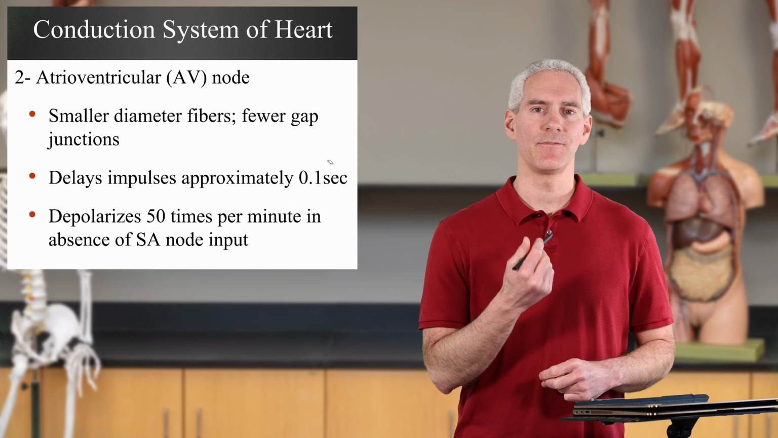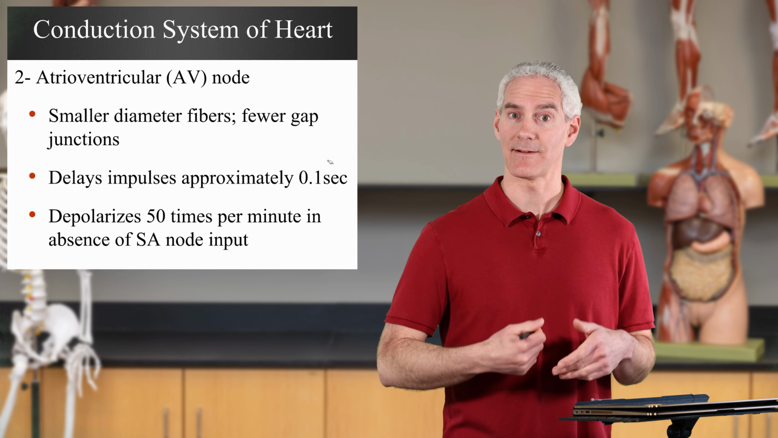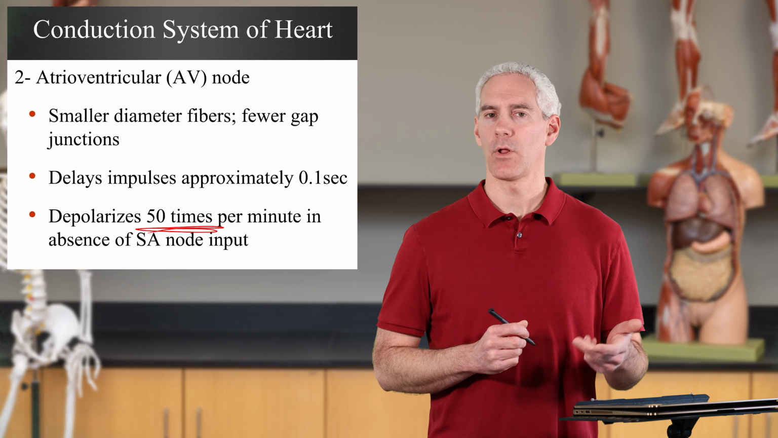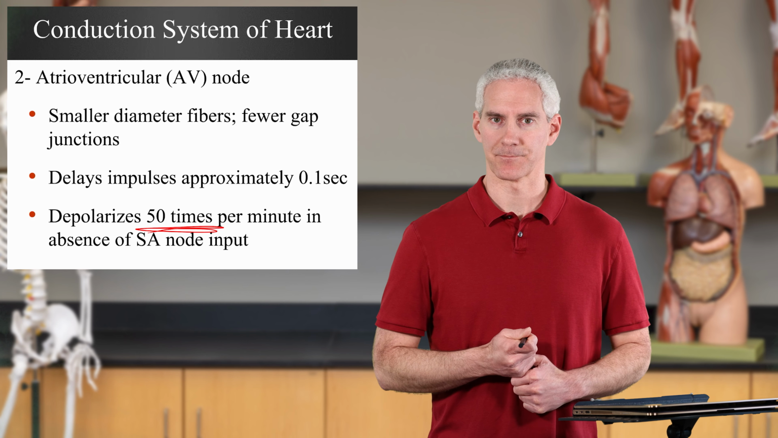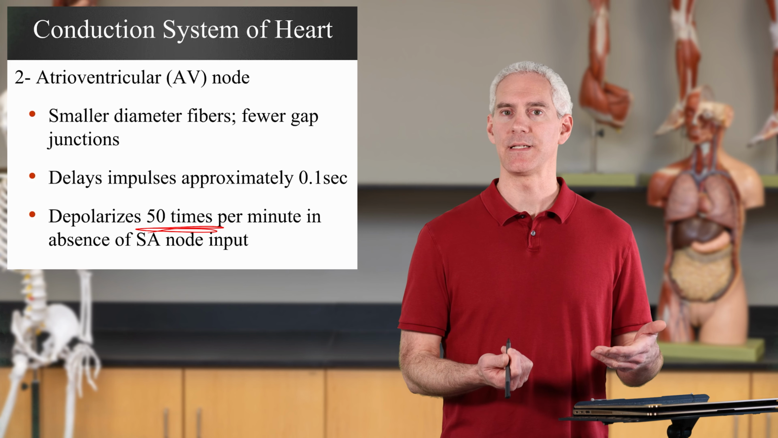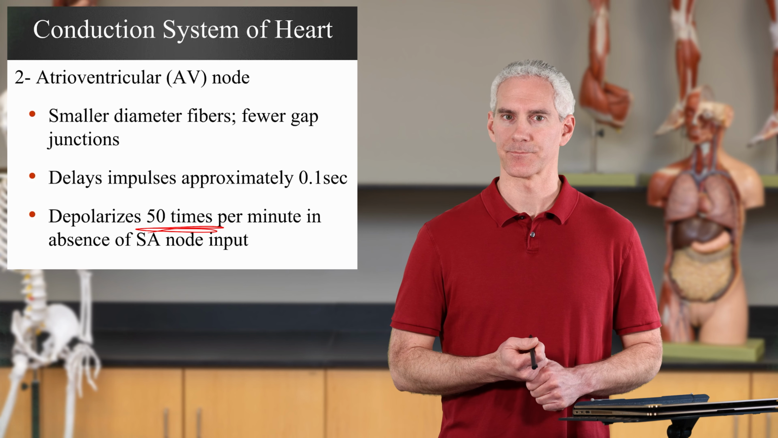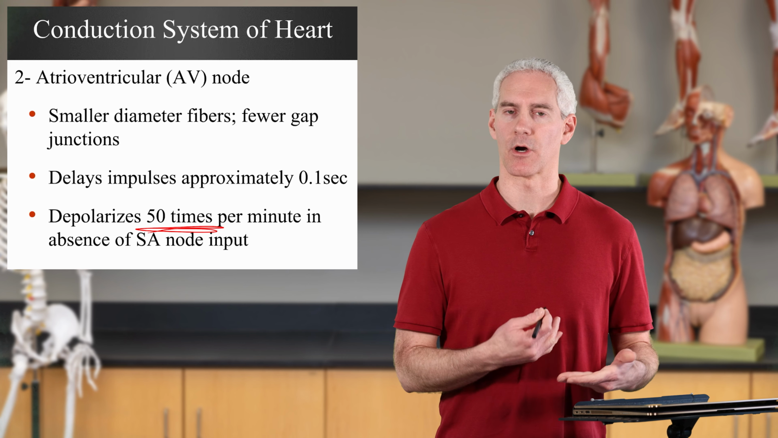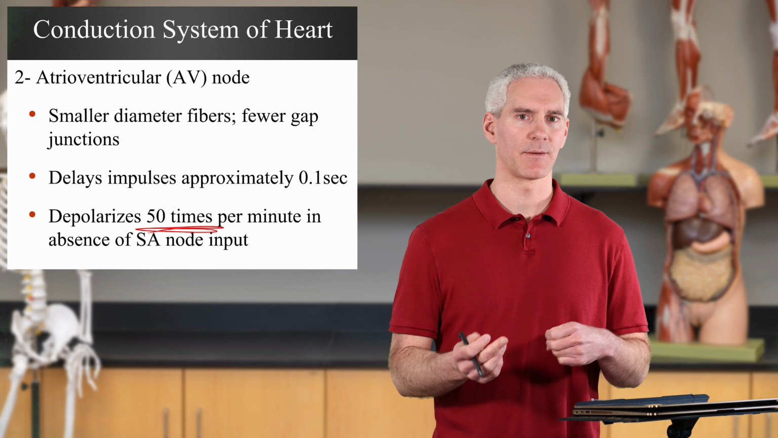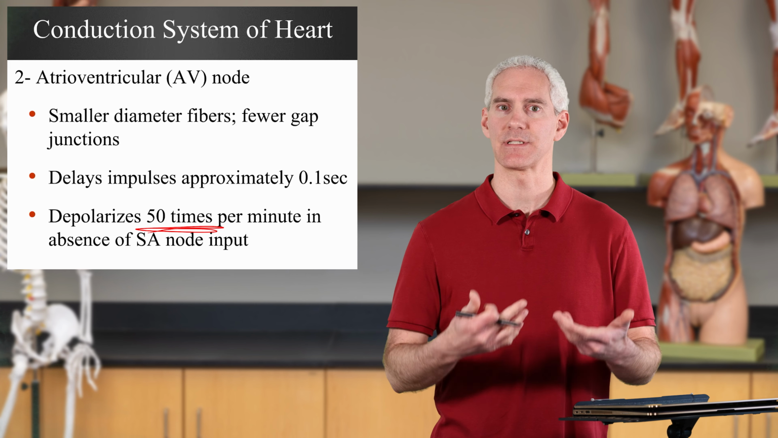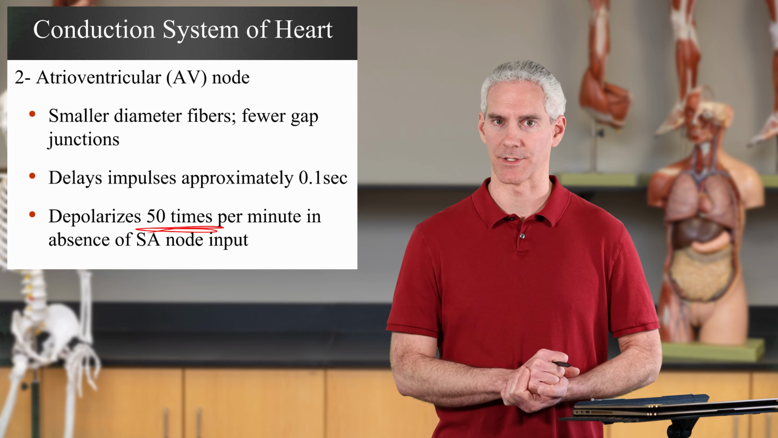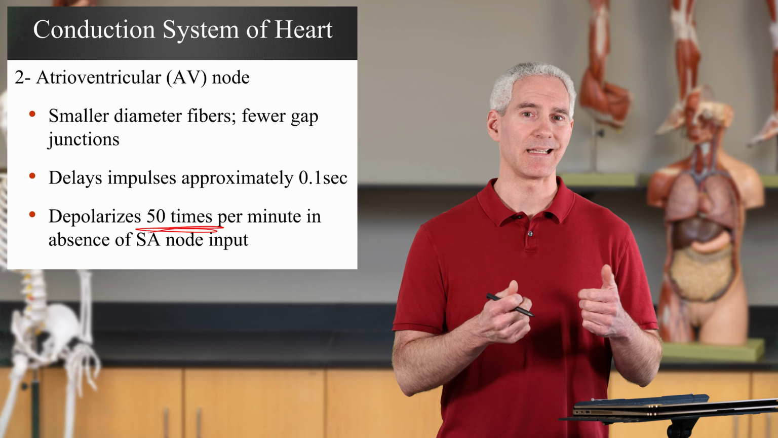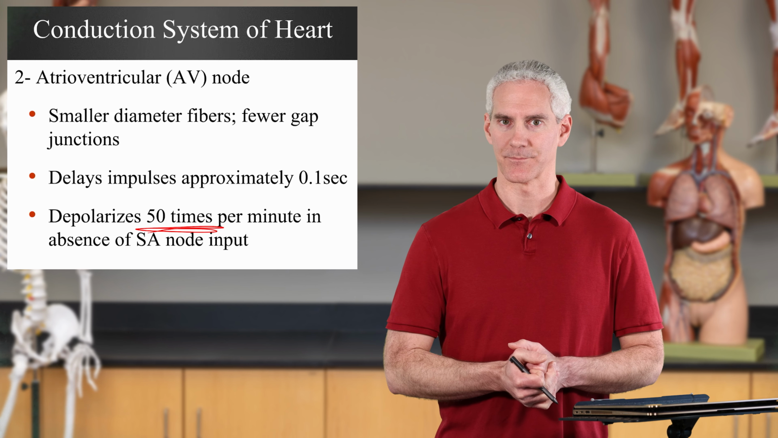Now, in the case of the SA node being damaged or not functioning properly, the AV node can depolarize about 50 times a minute. This would create a heartbeat of about 50 beats a minute. Now, for the majority of people, that's slower than normal. I say majority because some very highly trained endurance athletes can have heart rates in the 40s even. But for most people, 50 beats a minute isn't quite going to do what needs to be done.